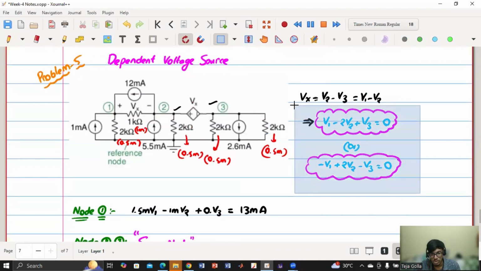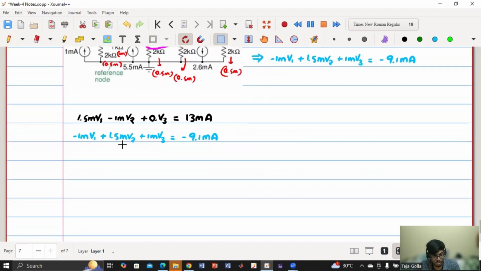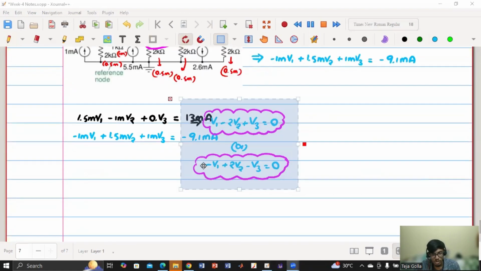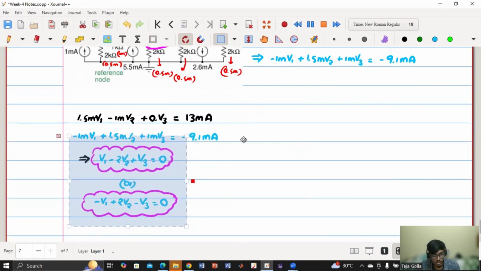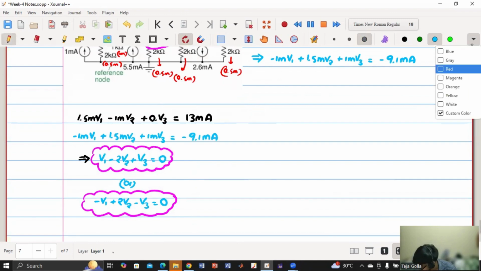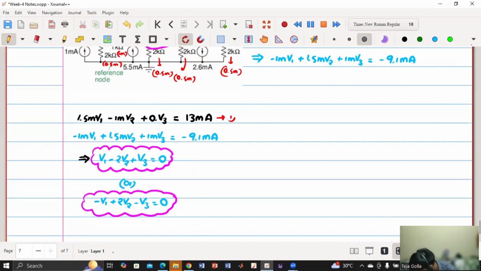And then these two are our equation 3. So any of this is true and you can follow any of these three. If we write this, this is equation 1, equation 2, and any of the three could be equation 3.